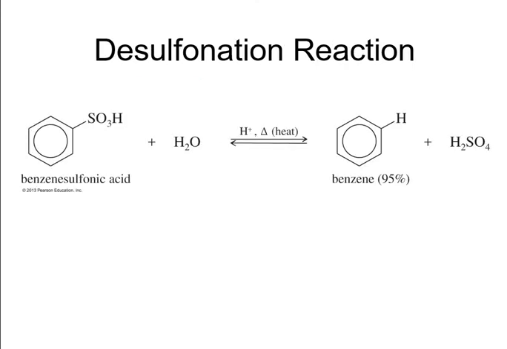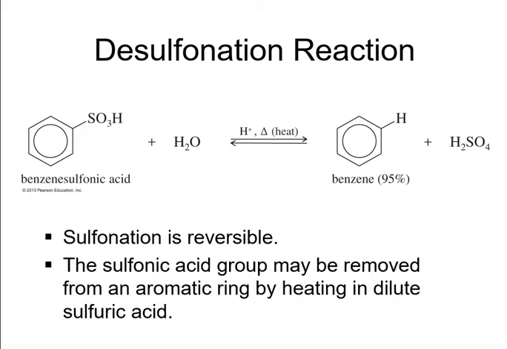Now, one of the things that you can do with the sulfonic acid is you can actually remove it. Why would you want to do that? There are reasons we'll talk about a little bit later, but you can do a desulfonation. This is a reversible reaction, so by heating it up in acid, you can take off the sulfonic acid.